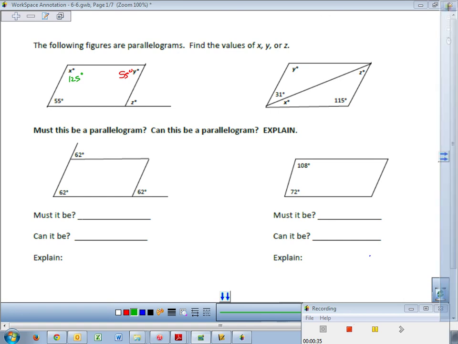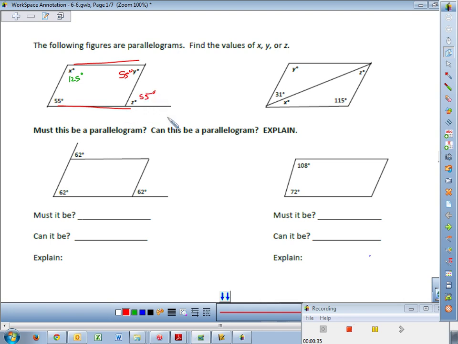How'd you get 55? You're saying we got alternate interior angles here? Like which ones? The y and the z? Are those alternate interior angles? Well, I need parallel lines to make sure that they're the same. Do I have parallel lines? This has to be parallel to this because it's a parallelogram, correct? So 55 degrees. Is there any other way we could have figured that out besides using that?